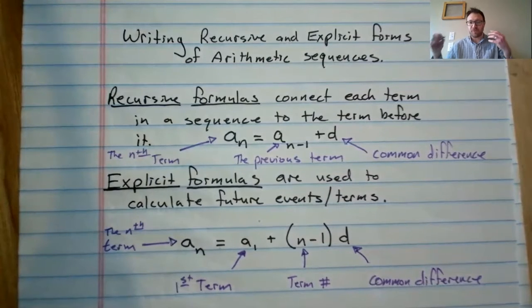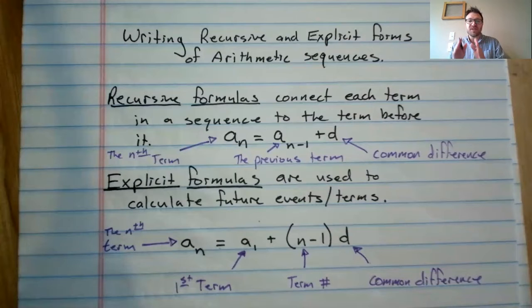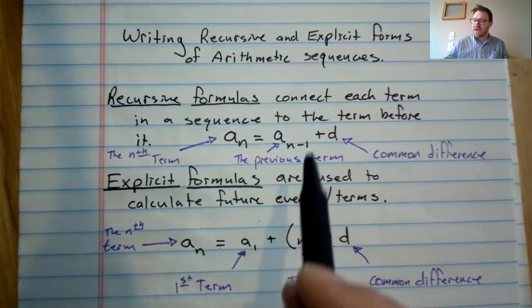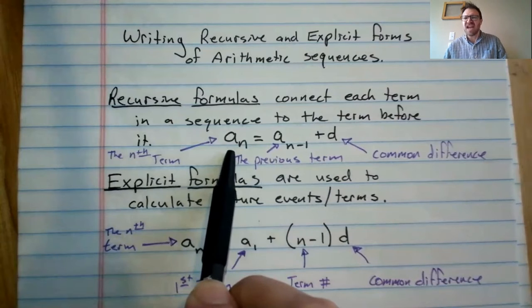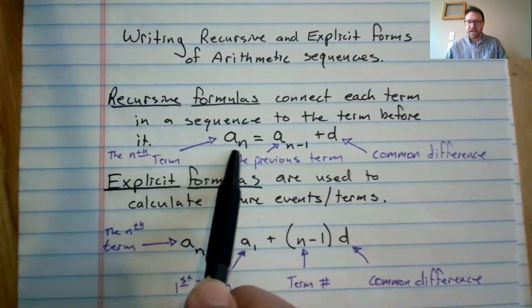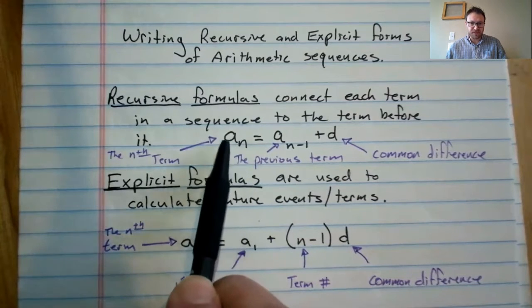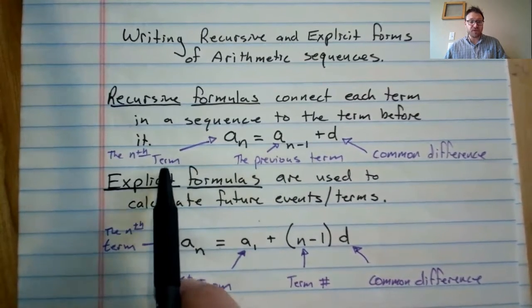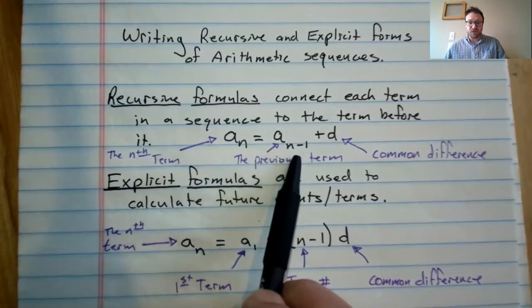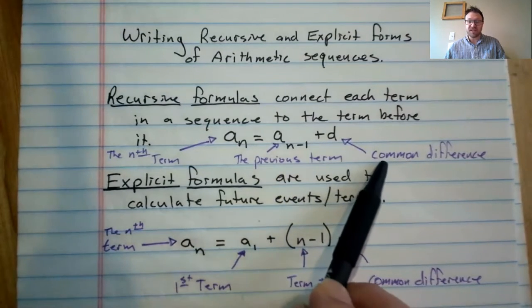All right. So a recursive formula. When you're writing a recursive formula, what you're doing is looking at a sequence and then you're connecting each term in the sequence to the term before it, right? So how do you go from one term to the next, to the next, to the next? And then you're writing a formula to show that. So a future term, and an nth term basically means any future term. So a sub n, we say that as sub n because it's a subscript there, right? So a sub n equals a sub n minus 1. So that means the term right before this one, a sub n minus 1, plus d being the common difference.